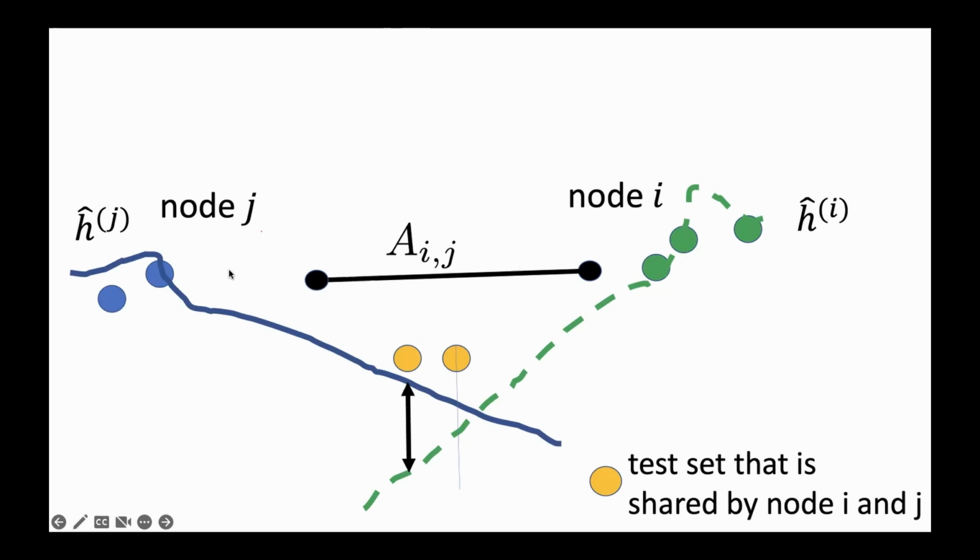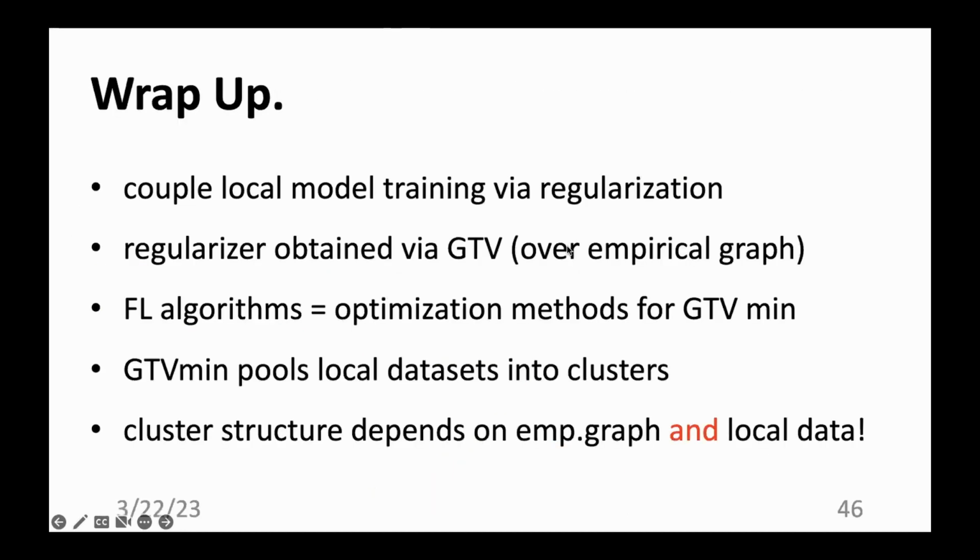And one way to couple them is by requiring a small variation across the edges in an empirical graph. So we therefore use GTV minimization. We minimize the sum of two components. One component is the prediction errors at the local data sets, because we want the local model to do well on the local data set, of course. But we also want the variation over the edges to be small. And this then results in GTV minimization as a design principle for federated learning algorithms.